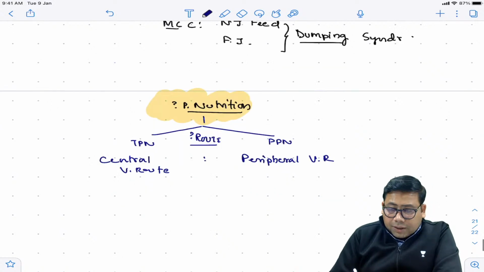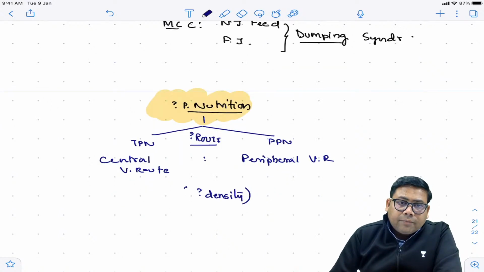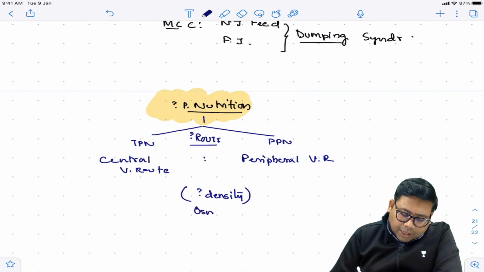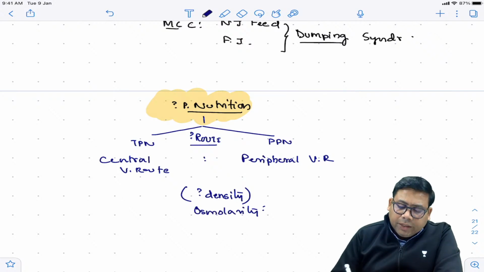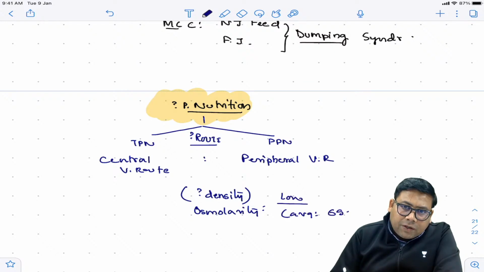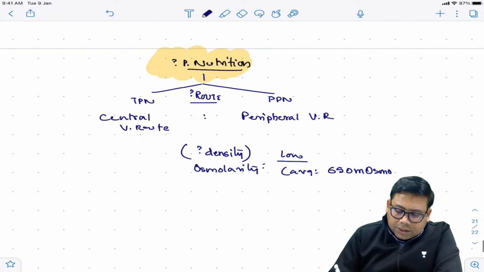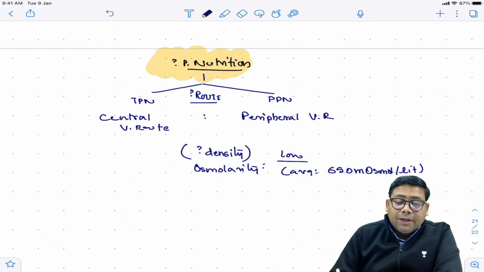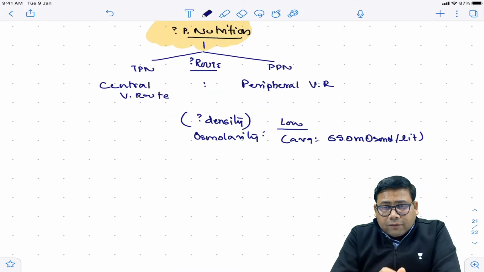Again, one very important thing is the density or the osmolarity. Something which needs to be given by a peripheral route has to be dilute. So this is low. And when you talk about low, the average density is 650 milliosmoles per liter. Still, it is twice the osmolarity of the blood. You can understand the problems.